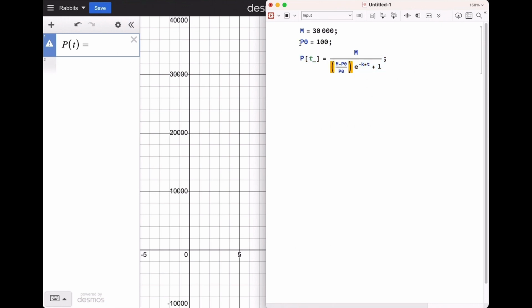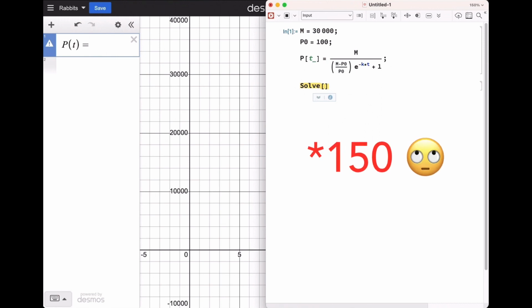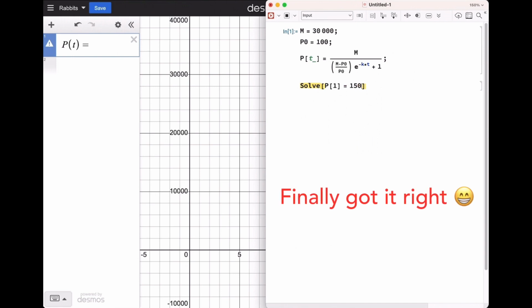We have some constants for m and p sub 0, but we need to solve for k. And we're going to do that by using the condition that we're given. We're told that after 1 month, there are 150 rabbits. So I'm going to define these, and then I want to solve. After 1 month, there are 150 rabbits. So population at time 1 equals 150.